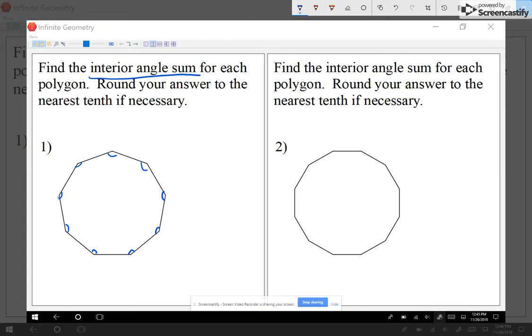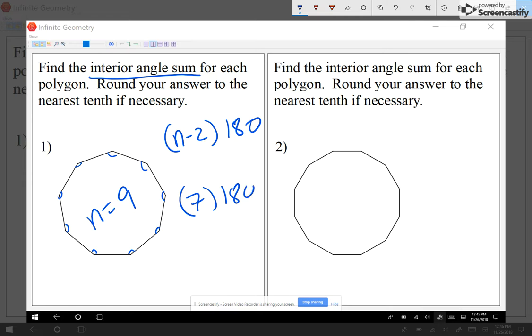But what I'm going to do is use a formula, which is n minus 2 times 180. That's the formula that's going to tell me how much the angles add up to. Now, n is how many angles you have or how many sides you have, which is the same number. In this case, if we count the corners, I'm going to say we have 9 corners or 9 sides. So my formula, I'm just going to go 7 times 180. Remember 7 because I went n minus 2.